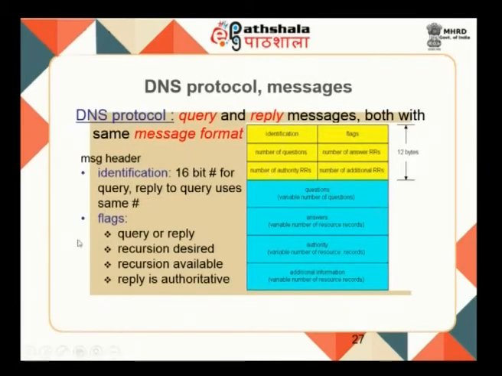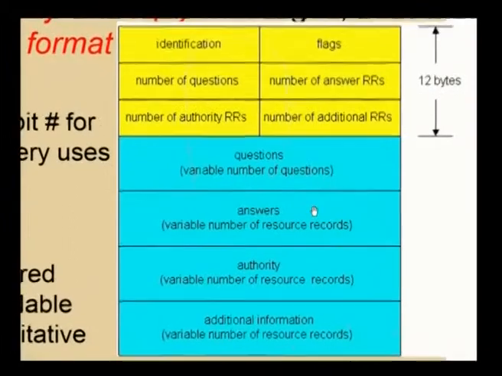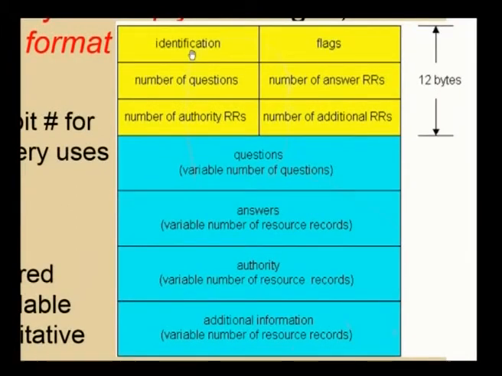Now, these resource records are sent as part of the DNS protocol using query and reply messages. What is very interesting with respect to the query and reply messages is that both of them have the same format. There is only a single bit in the flags field which identifies whether it is a query message or a reply message. If you look at the various fields that we have here, you will see an identification field, a flags field, then the number of questions, number of answer resource records, number of authority resource records, and number of additional resource records.